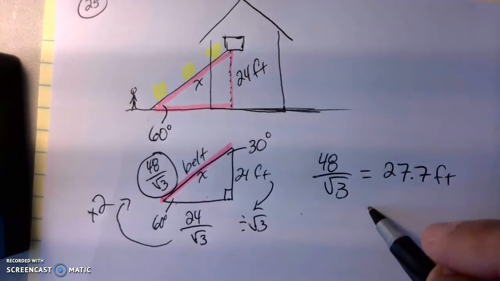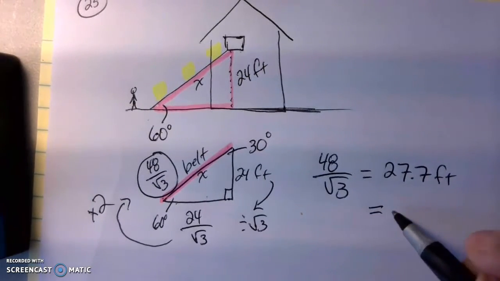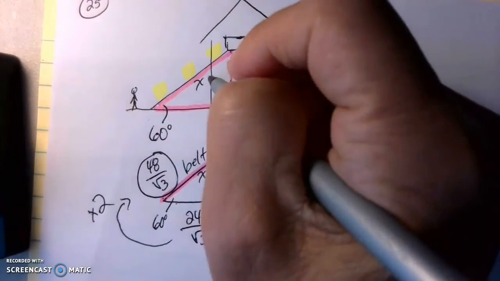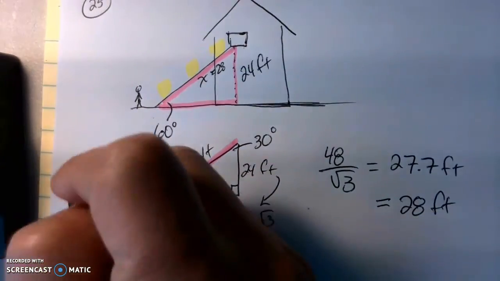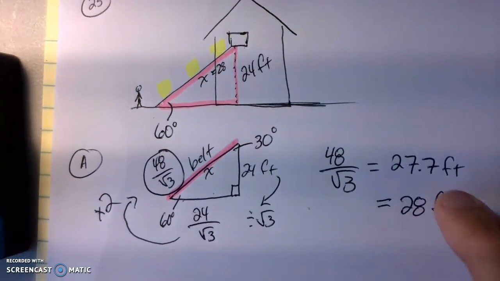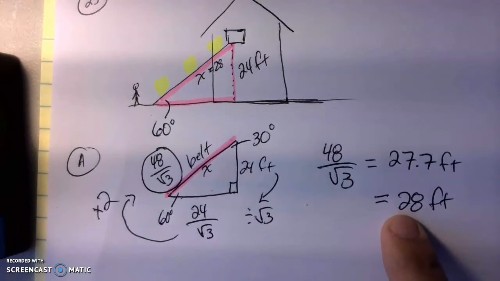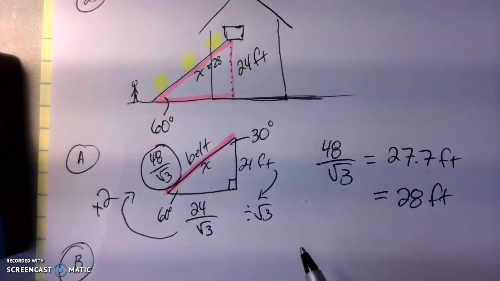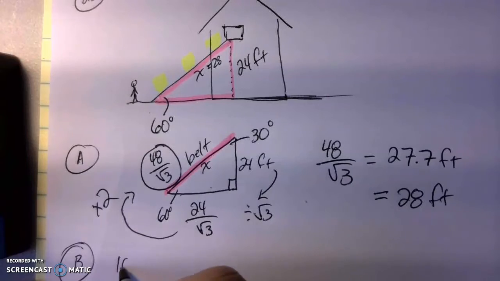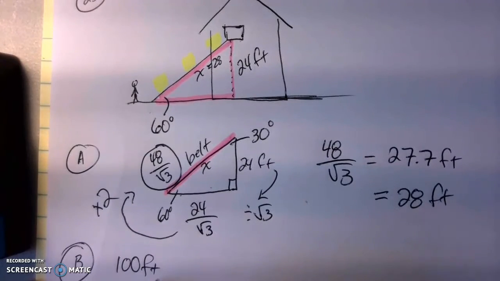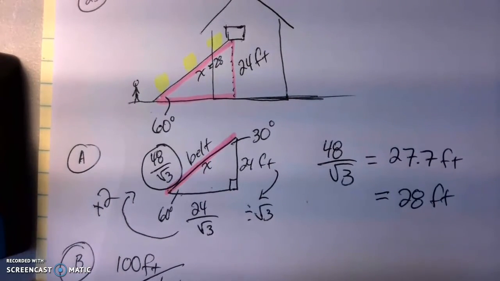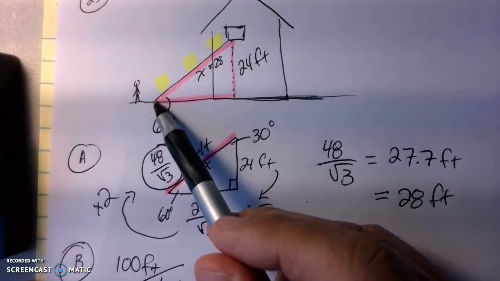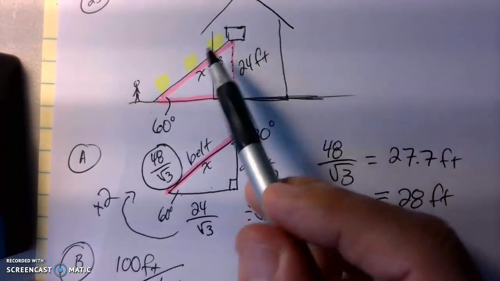We're going to round it to the nearest foot, I believe. So we're going to have to go with 28 feet. It's 28 feet, this conveyor belt. Okay, that's part A. And again, they wanted us to turn it into a decimal rounded to the nearest foot. There is a part B, and it says the conveyor belt moves 100 feet per 1 minute. How long does it take for a bale of hay to go from the ground to the top?